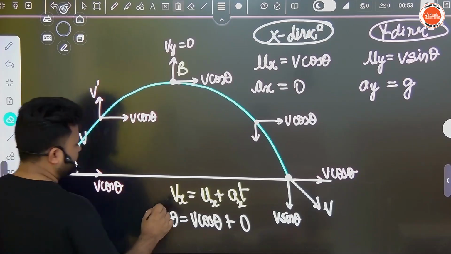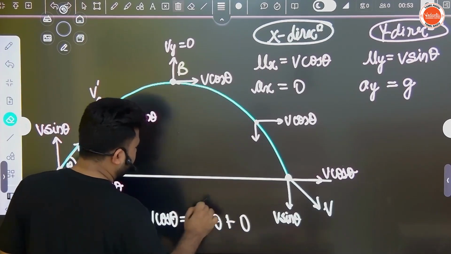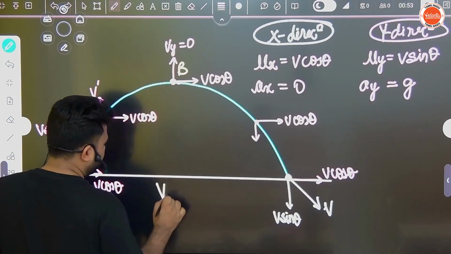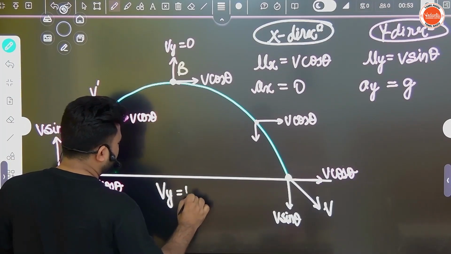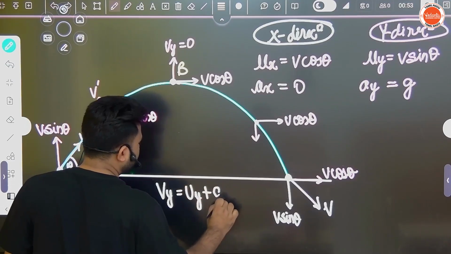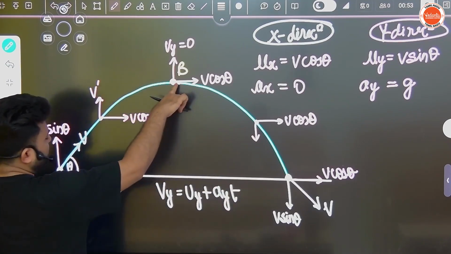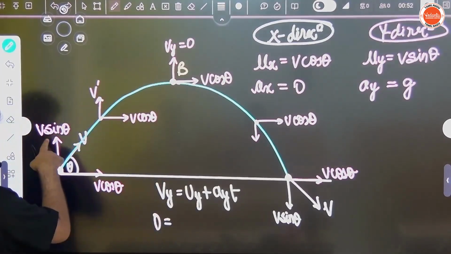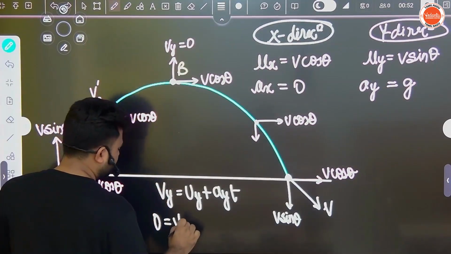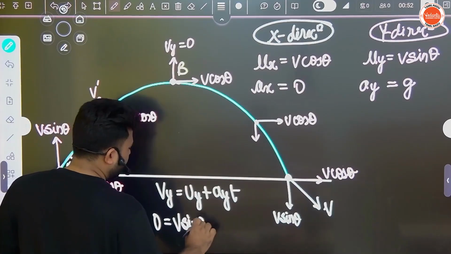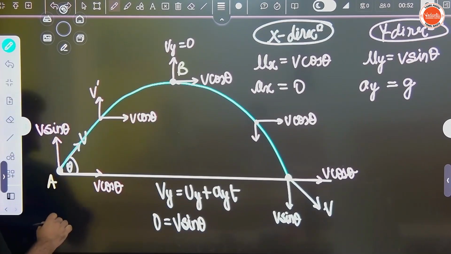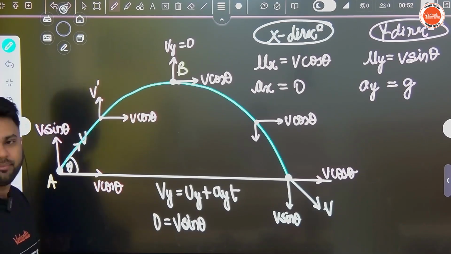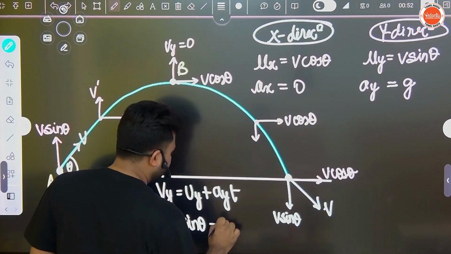If I use this equation, see, this is not working. If I use this equation, final velocity in y direction, v equals u plus at, now see what will happen. Final velocity in y direction is how much? 0. Initial velocity in y direction, v sin theta. Acceleration in y direction: acceleration is downward, motion is up, the body is going up but acceleration is downward. So minus g, so minus gt.